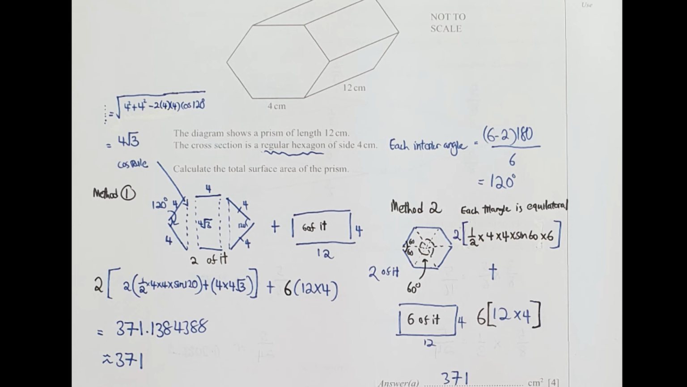So what I did was to take half times 4 times 4 times sine 60, multiply it by 6, and there's 2 of them, so that's why there's a bracket 2 outside there. Then plus the 6 rectangular surface area calculation, you will get your final results as 371.